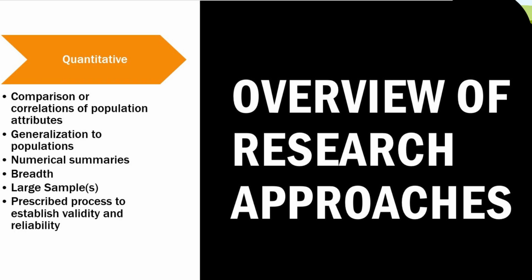Overview of Research Approaches. Quantitative. Comparisons or correlations of population attributes. Generalizations to population. Numerical summaries. Breadth. Large samples. Prescribed process to establish validity and reliability. Quantitative approaches traditionally utilize large samples to test numerical data by comparing or finding correlations among small attributes to generalize the findings to the population.